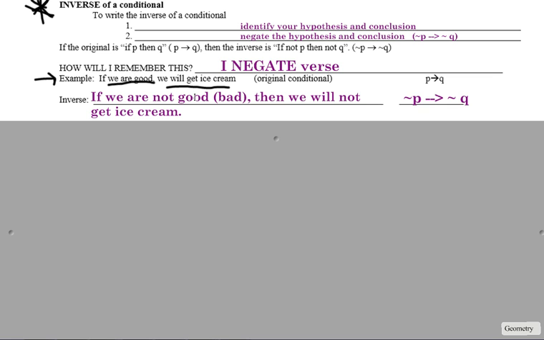And you should have had, if we are not good, then we will not get ice cream. Or remember, to negate something means to take the opposite of. So the opposite of being good is being bad. So if you just wrote, if we are bad, then we will not get ice cream, that is completely acceptable, and I applaud you for thinking outside the box.